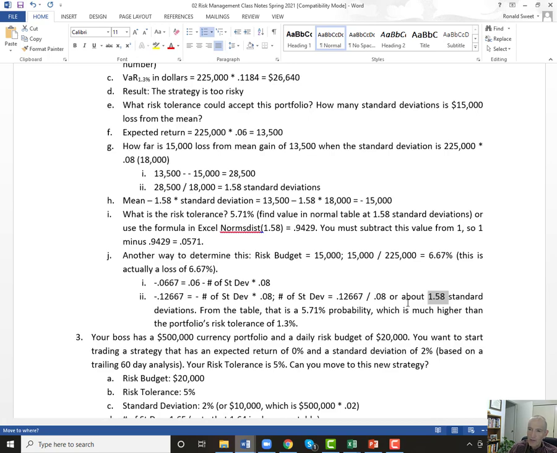So you say, hey, I only want a 1.3% probability of losing $15,000 or more, but this portfolio has a 5.71% probability of losing $15,000 or more. It's far too risky for us.